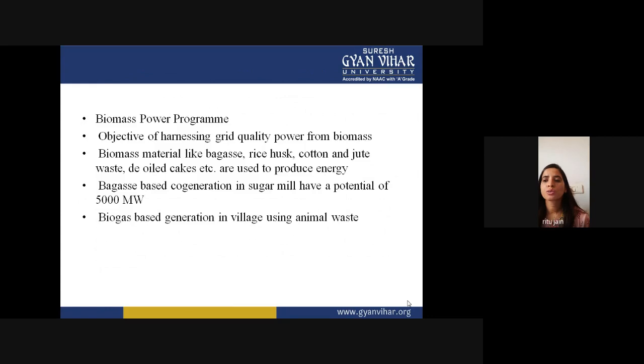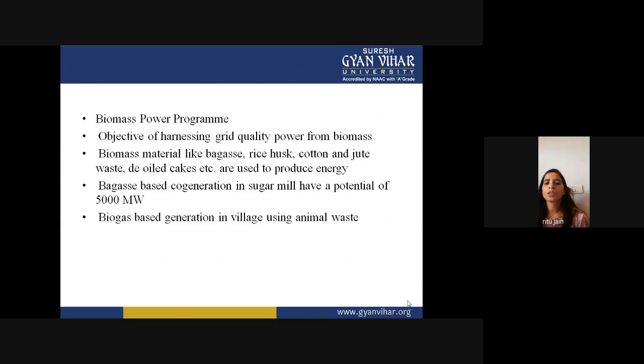Bagasse-based cogeneration in sugar mills has a potential of 5,000 megawatt. So the waste of a sugar mill can be used to generate electricity through biomass power generation. It will be very helpful in the future, because sugar mill, cotton and jute waste is not going to be depleted. We can easily get this waste, so we can easily generate electricity from biomass.